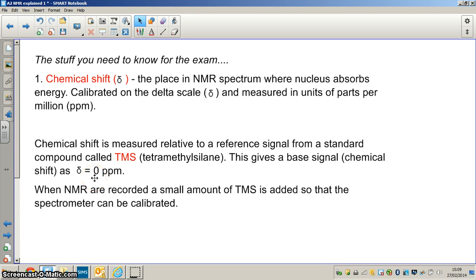So that is fundamentally what chemical shift is. It's very important that you remember that chemical shift is given the symbol delta. It's measured in units of parts per million, ppm, and chemical shift is referenced next to a standard, which is TMS, tetramethylsilane, and TMS gives us the standard, which is set to delta equal to 0 parts per million.